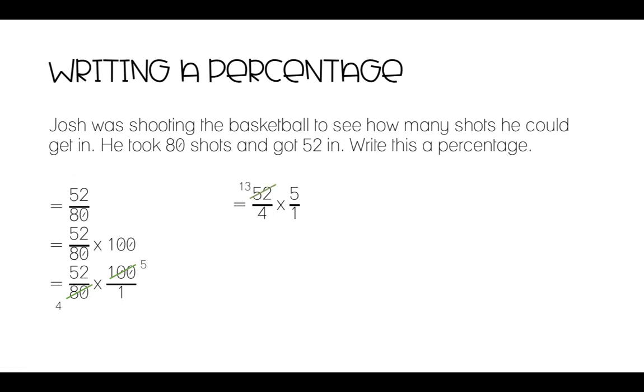So 4 goes into 52 13 times, and it goes into 4 once. So we end up with 13 over 1 times 5 over 1, which is the same as 13 times 5. So in total we get 65%. So if you got 52 shots in out of 80, you got 65% of your shots in. So we say Josh got 65% of his shots in.